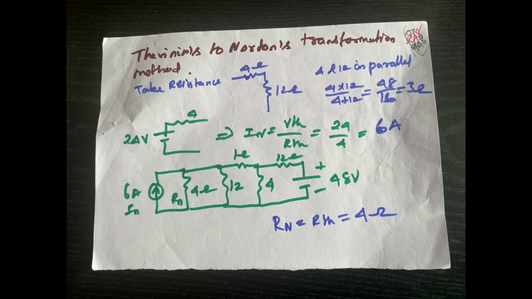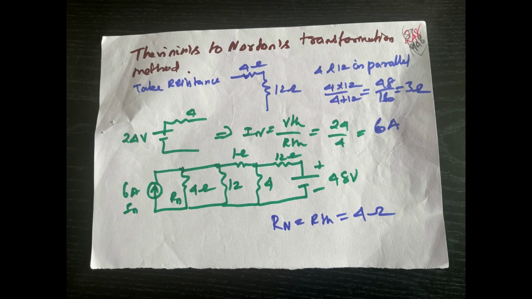First find IN and R Norton, and then find the resistance formula. Use 4 ohm and 12 ohm in parallel. We obtain 3 ohm resistance. Then for the second part of the above question circuit, IN is VThevenin divided by RThevenin, which is 4 ampere. So put 4 ampere in the circuit on the next page.